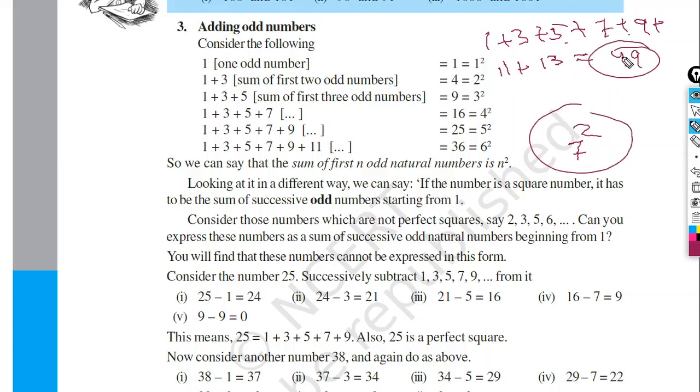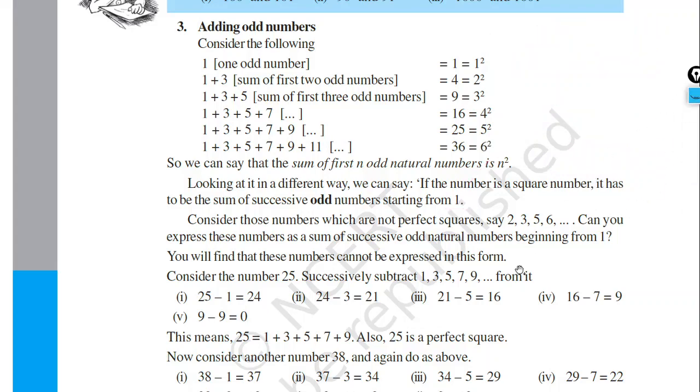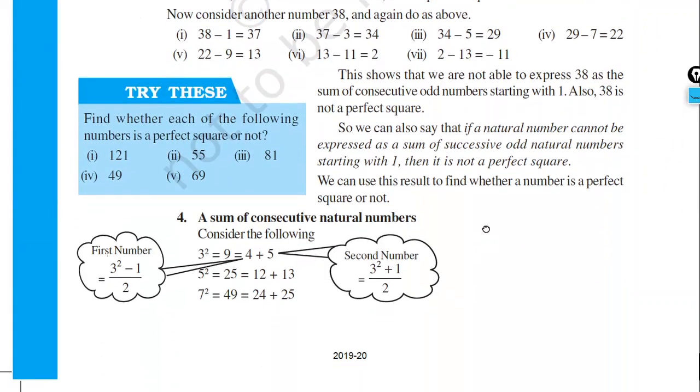You can check it out. So this is a pattern also. If you add the first consecutive odd numbers starting from 1, then you get square numbers. Okay, we'll move to another pattern: the sum of consecutive natural numbers.